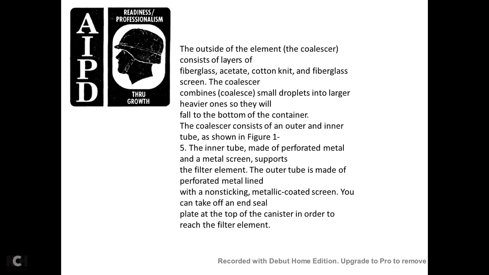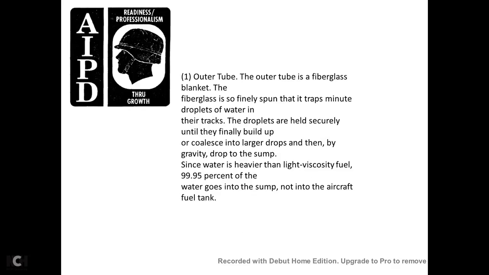You may take off the end seal and place it at the top of the canister in order to reach the filter element. The outer tube has a fiberglass blanket, and the fiberglass is so finely spun that it traps minute droplets of water in their tracks. The droplets are held securely until they build up through coalescence into large drops, and then by gravity they drop into the sump, since water is heavier than the light viscosity fuel. 99.95% of the water goes into the sump and not into the aircraft or the fuel tank.